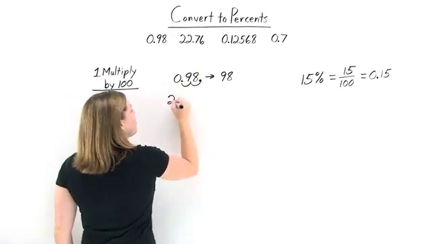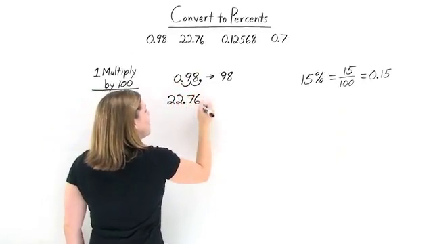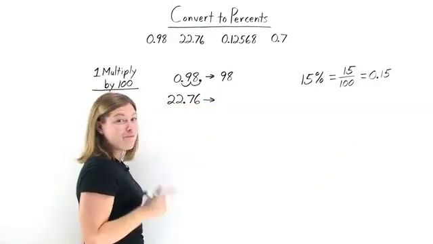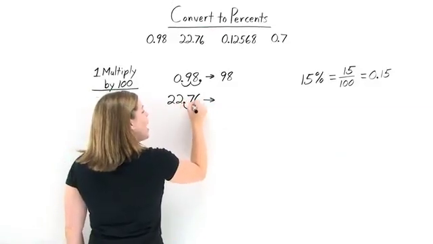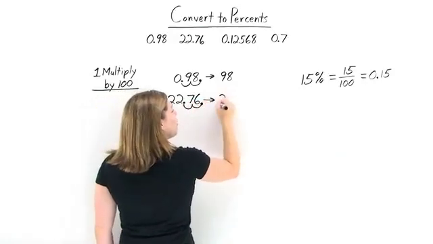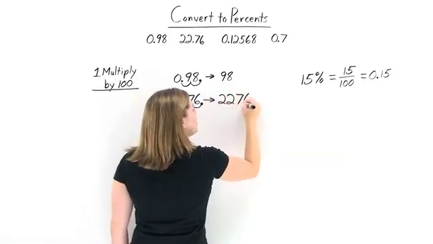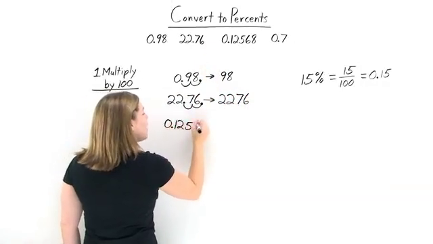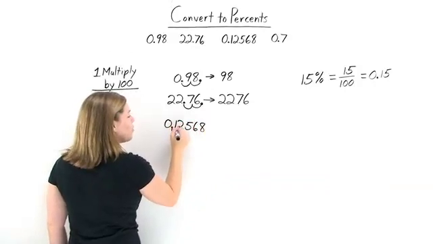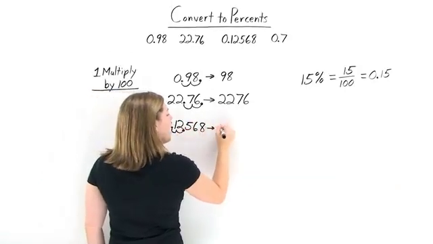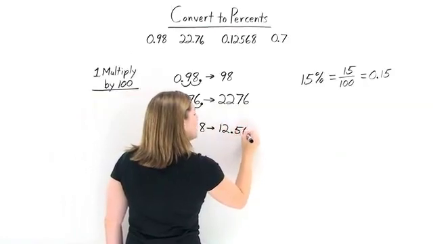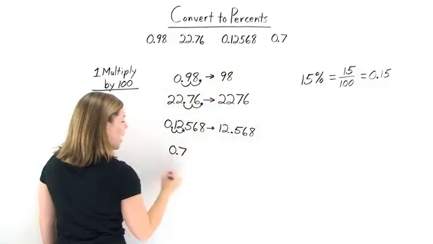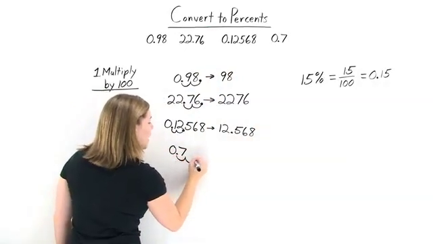Let's take our next decimal, 22.76. To convert this into the value of the percent that we need, we multiply it by 100. Or we take this decimal point and move it 2 places to the right. We get the number 2,276. Then we'll take our next decimal, 0.12568. We move that decimal point 2 places to the right, and we get 12.568. Finally, we take our last decimal, 0.7, and we move that decimal point 2 places to the right.